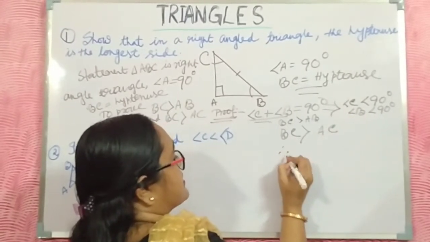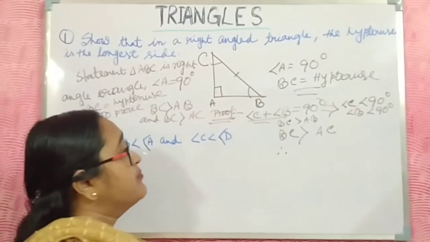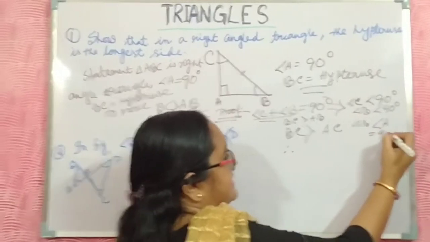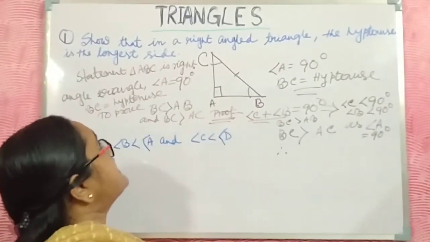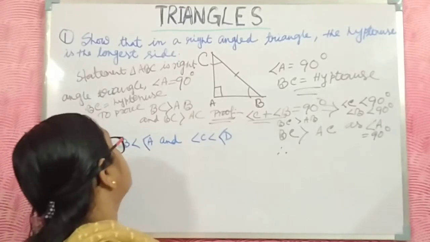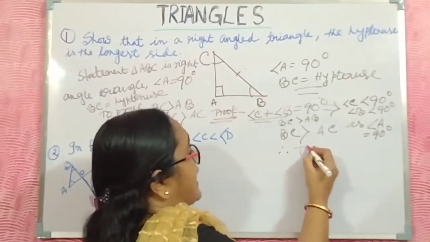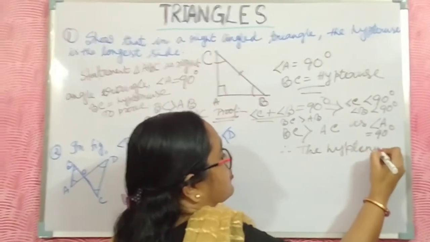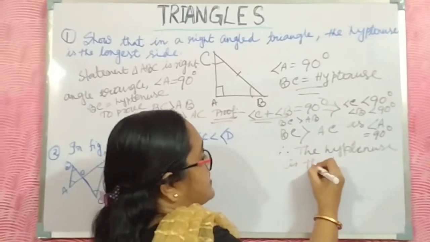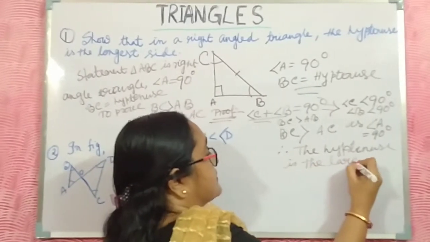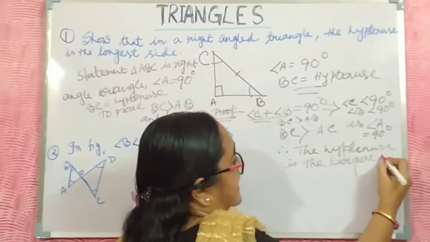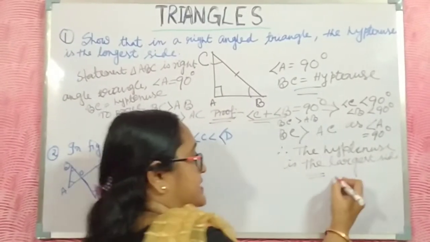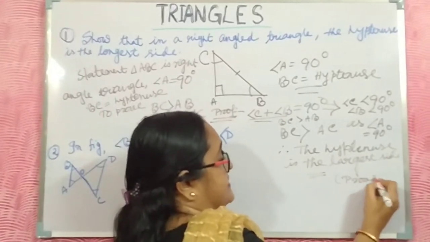That's why you must write, therefore we can say, as angle A is 90 degrees, the hypotenuse is the largest side. Okay, this is proved. This is the proof of this maths.